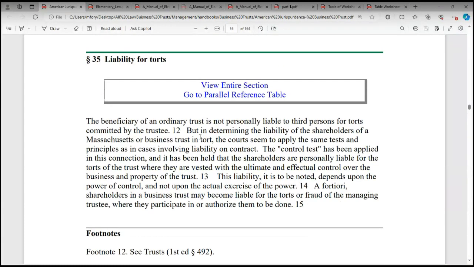Section 35, liability in torts. The beneficiary of an ordinary trust is not personally liable to third persons. So they said ordinary trust. Right now, the business trust, for torts committed by the trustee.